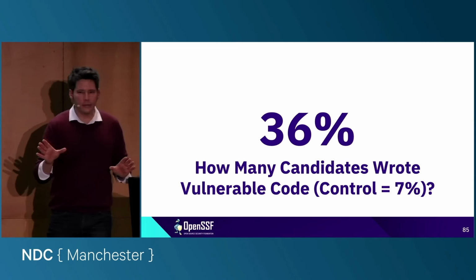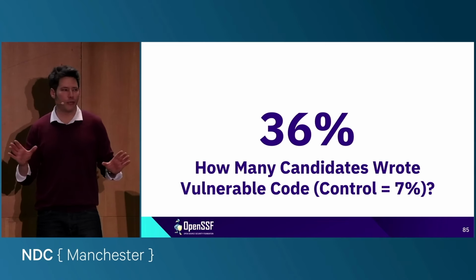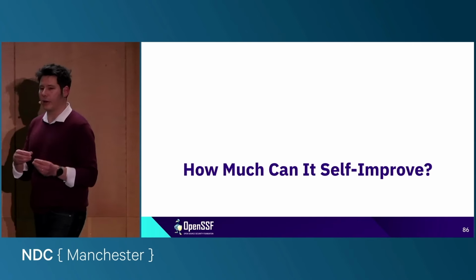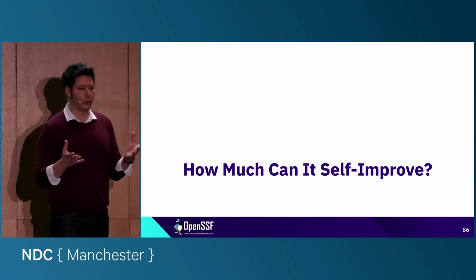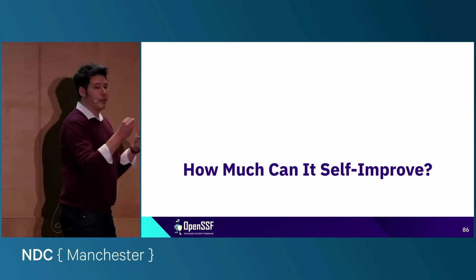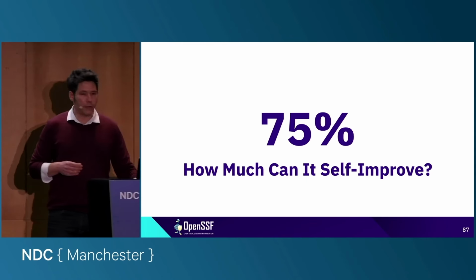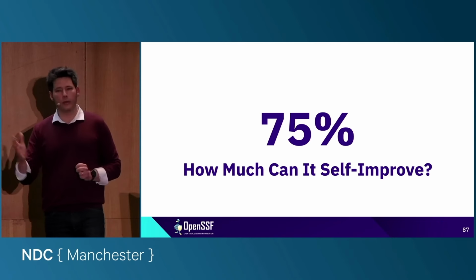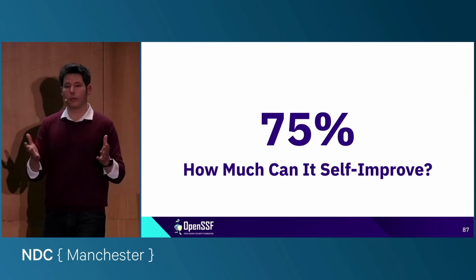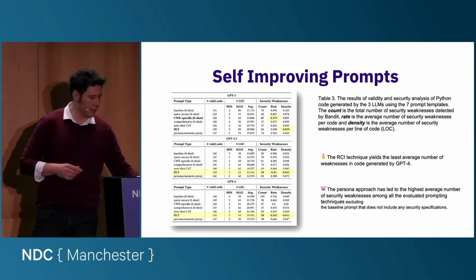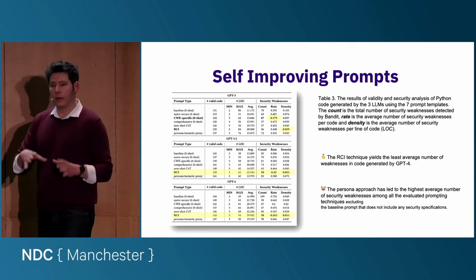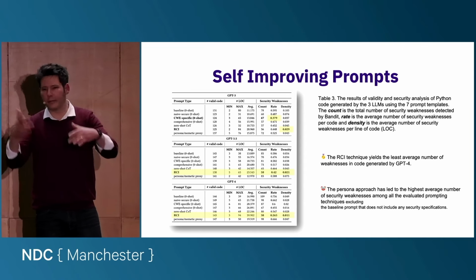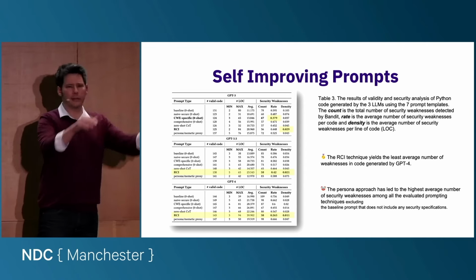Now, is it all bad? We can't use AI for development? We can. So let's think about how much we can actually self-improve here. And here, actually, the number is larger than you think. A 75% increase in secure code was achieved through the right way of using AI. For instance, self-improving prompts. The technique called persona as a security expert doesn't work.